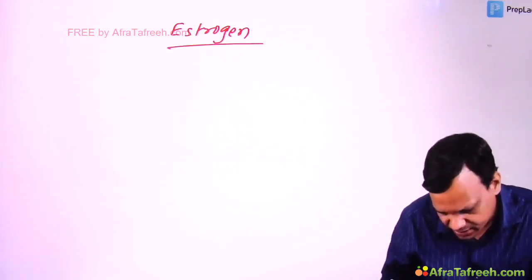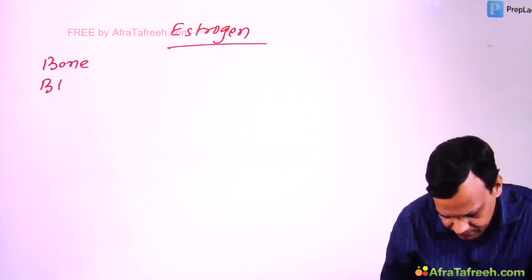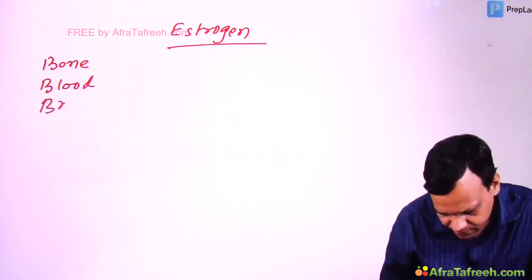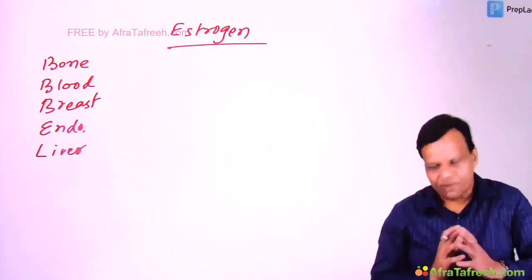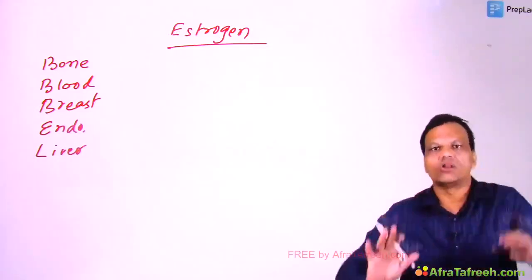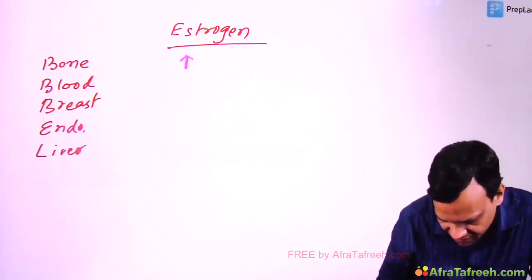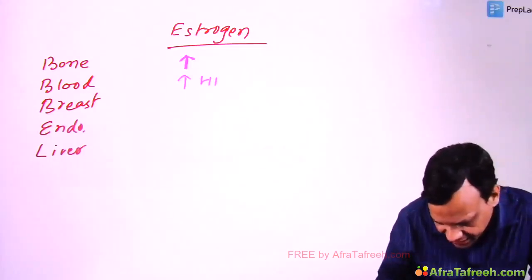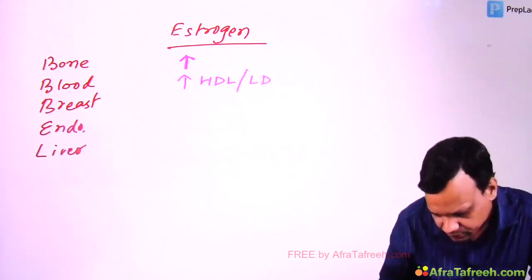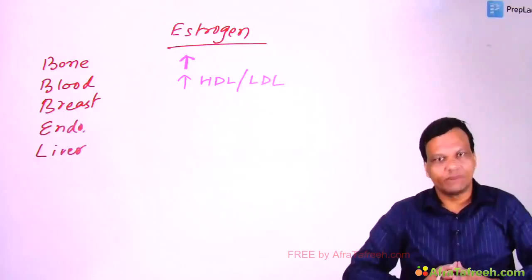at 5 places, one obviously is bone. Apart from that, blood, breast, endometrium, and liver. So you can easily remember estrogen increases something at all these places. Like it increases the formation of bone, that means it prevents osteoporosis. It increases the HDL to LDL ratio in the blood. HDL is a good cholesterol, so that means it has a good effect on the lipid profile.